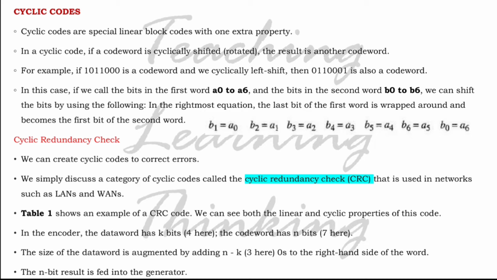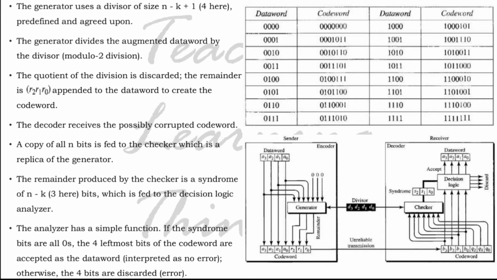Cyclic redundancy check means we can create a cyclic code to correct errors. So to correct errors, we can create cyclic codes. We will discuss a category of cyclic code called cyclic redundancy check, that is CRC, which is used in networks such as LANs and WANs. You can see table 1 in the next slide.